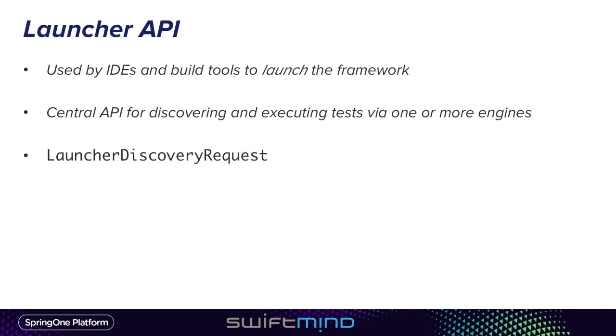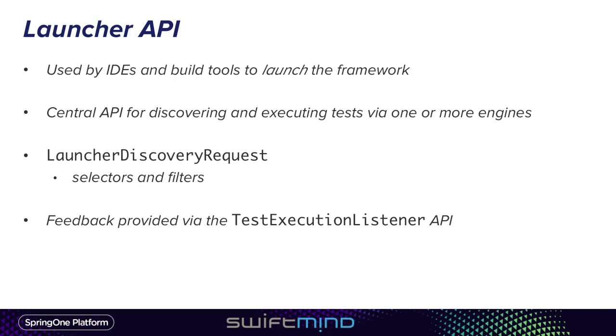To tell the JUnit launcher what to run, there's a launcher discovery request, and that supports things like selectors and filters. Selectors would be things like select this class, select this package, select this method by its unique ID or something like that. These are the things I want to run, and I want to filter stuff out. Don't want to run things that aren't tagged with this, things like that. And those engines can provide feedback via the Test Execution Listener API. So if you're familiar with Spring, with the TestContext framework, don't get confused. Spring also has a Test Execution Listener interface called the same thing, but they're not the same.